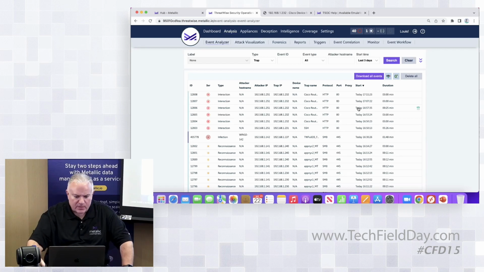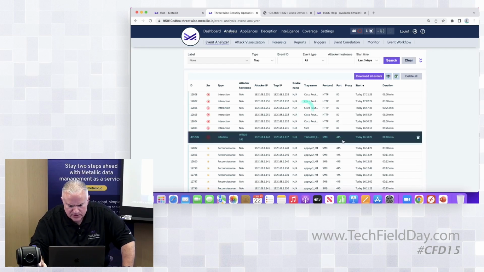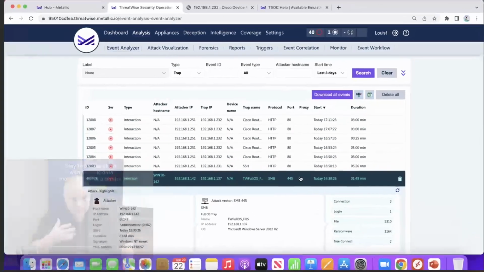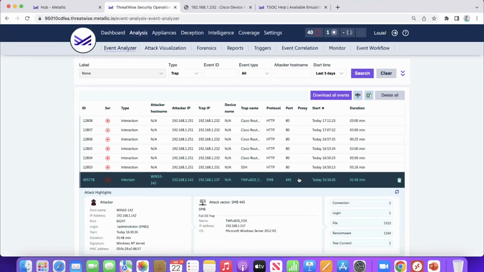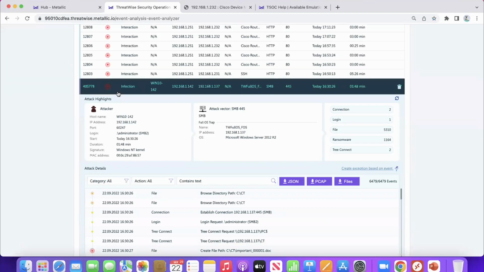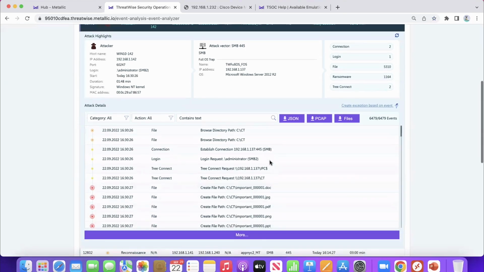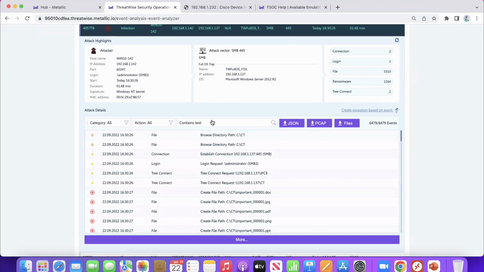Okay. So here's an example to answer your question in terms of what that interaction looks like. Well, here is an infection level alert. This is kind of the highest up on the stack rank. And you could see over here, it was ransomware. In addition to collecting all of the forensics, right? Who was it? It was Win10.142. What's the IP address? What's the port? What were they logged in as? When did it happen? So on and so forth. We're collecting all that data, okay?